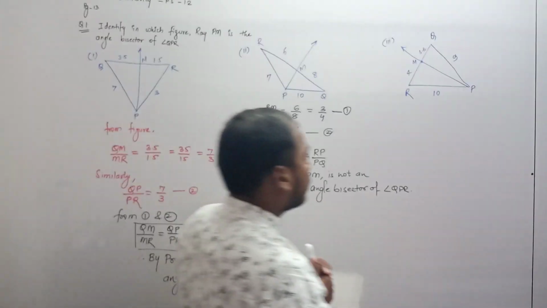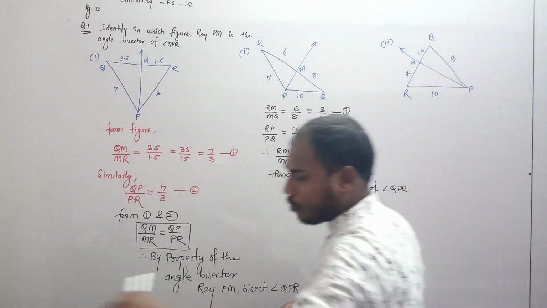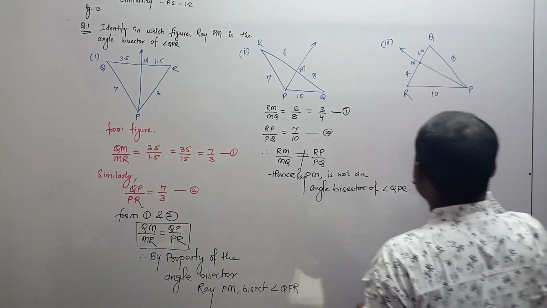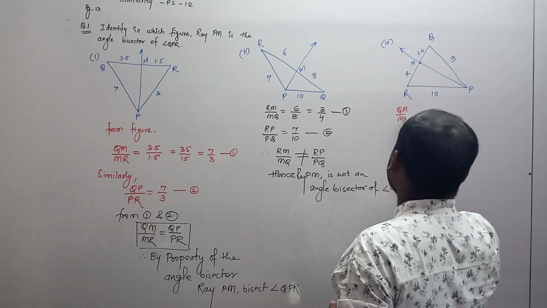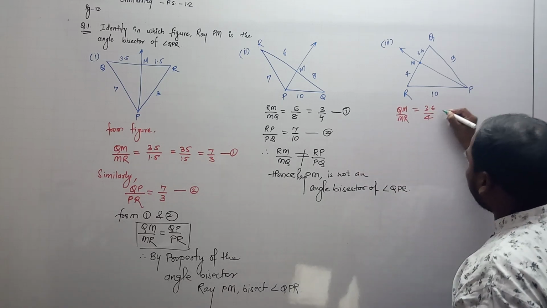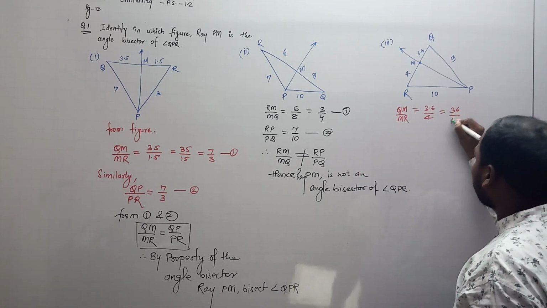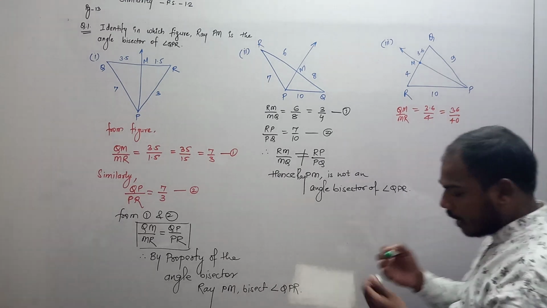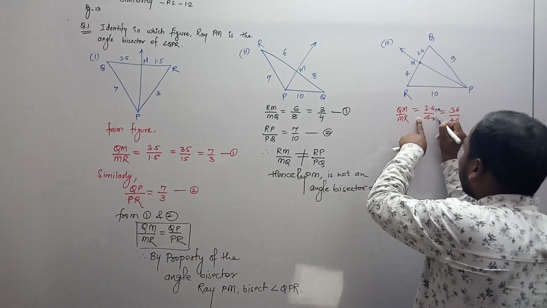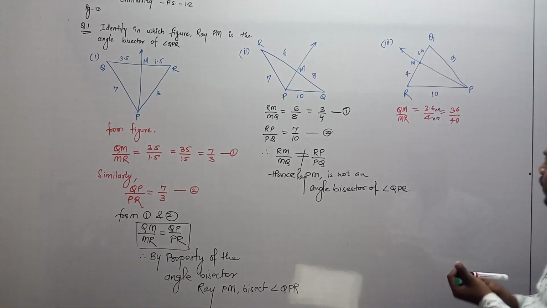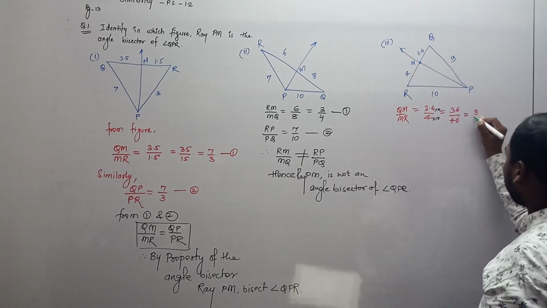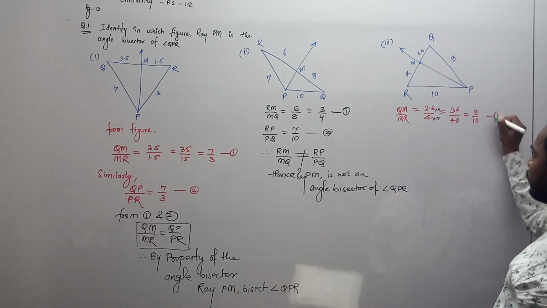In this question, you can again apply the angle bisector property. If I take Q as a vertex, we can write QM divided by MR, so this becomes 3.6 divided by 4. If I remove that decimal, to remove this decimal we multiply up and down by 10, so that becomes 36 divided by 40, and both are divisible by 4, so we get 9 upon 10. So this is the first ratio.